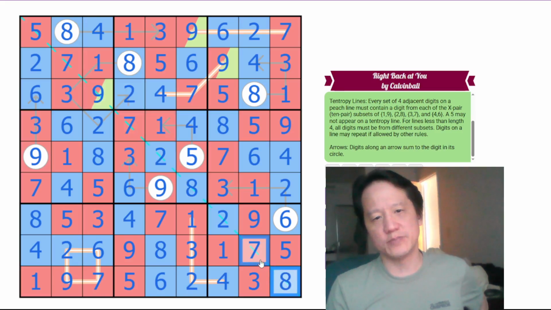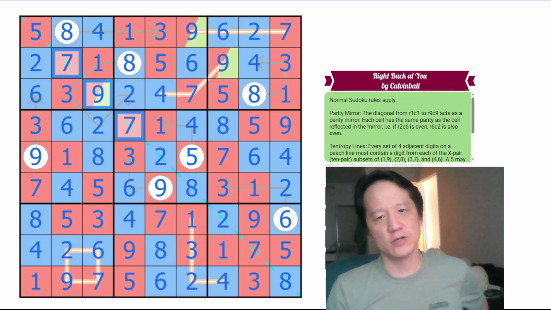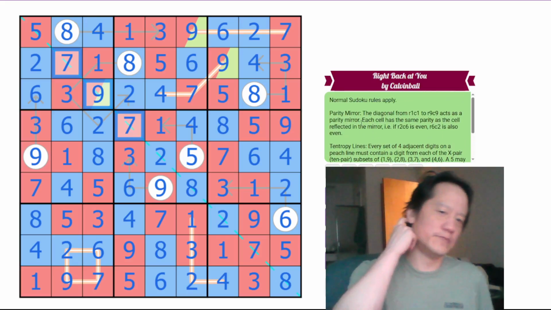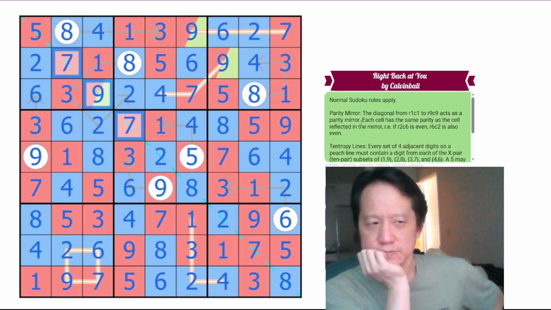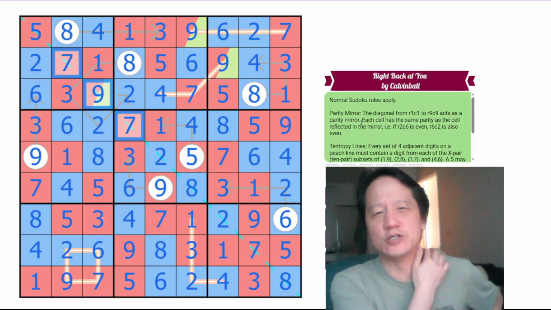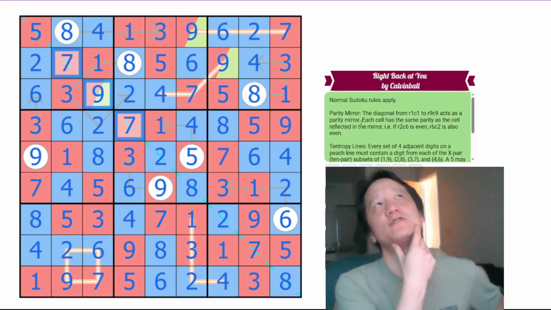The whole concept of the parity mirror is interesting. I'm not sure if I enjoyed it that much, though. That's the interesting part, too.